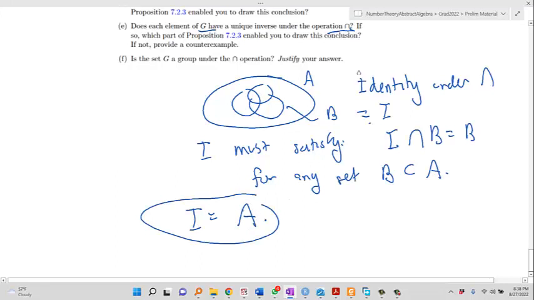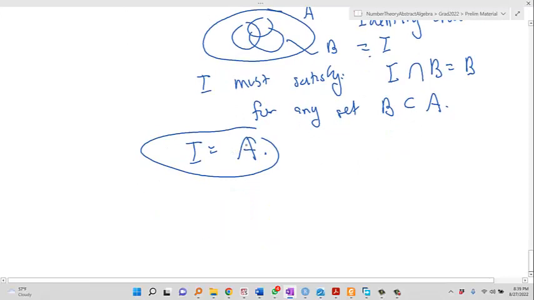Because if I don't include all of A, then I could take the complement of whatever set I take, and that would have no intersection. So it would not be equal to the set itself. But certainly if I take the entire set and intersect it with any set, that will give me the same set back again. But again, if I don't include the whole set, I can certainly find a set that does not intersect with I, and that will cause me a problem. So how about inverse?